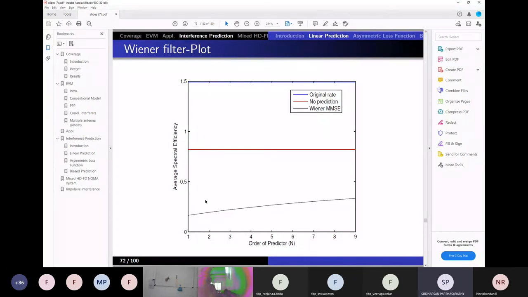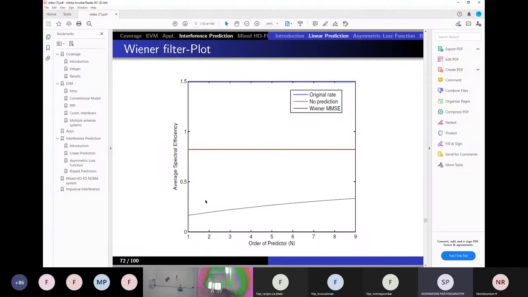The red line is log of 1 plus S by I_{k-1}. So if I assume my I_k hat equals I_{k-1}, that means I just take the previous value as the interference power, then what is the rate? It's nearly 50% of the original rate. But you see our Wiener rate, the black curve at the bottom, performs even worse than no prediction.